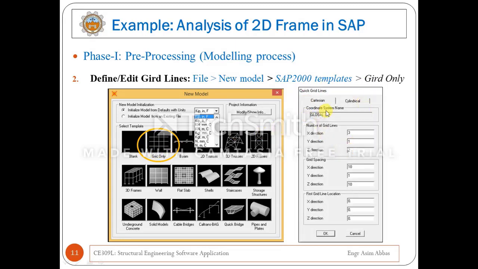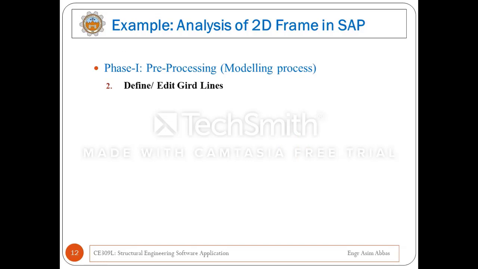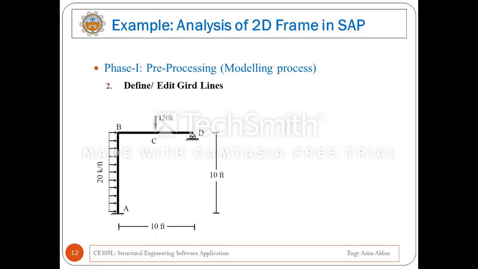From here you will define the number of grid lines in the x, y and z directions, and the corresponding spacing along the x, y and z directions. Now I will define the number of grid lines for this 2D frame example. In this example, the number of grid lines in the x direction: one grid line is required in this location, this is grid line number 2 in the x direction, and this is grid line number 3.